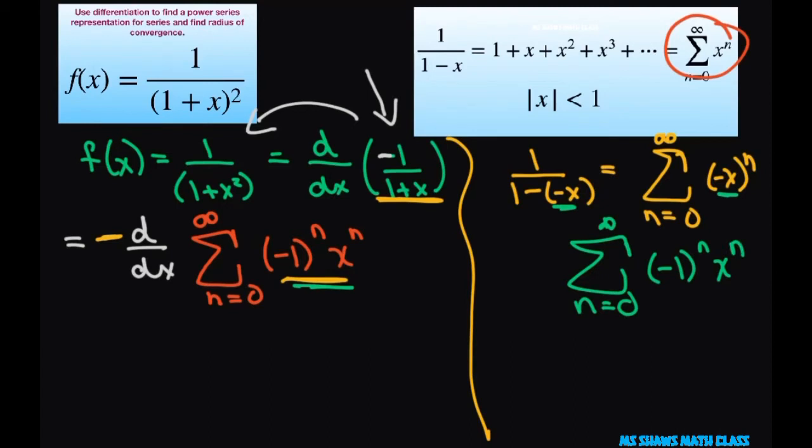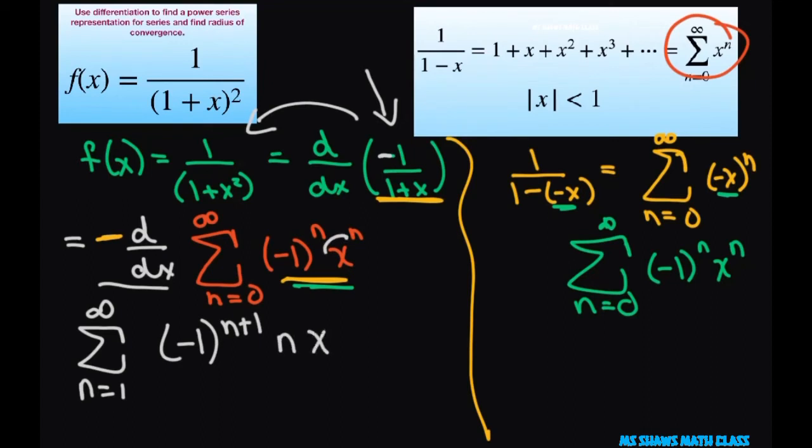All right, and now let's go ahead and differentiate this. So when you differentiate this, you're going to get the sum, and we're going to start with n equals 1, because usually when you take the derivative, you lose a number, you gain a number. So we're going to get to infinity, and we have negative 1 to the n plus 1, and then you're timesing by this n in front, so n times your x to the n minus 1.